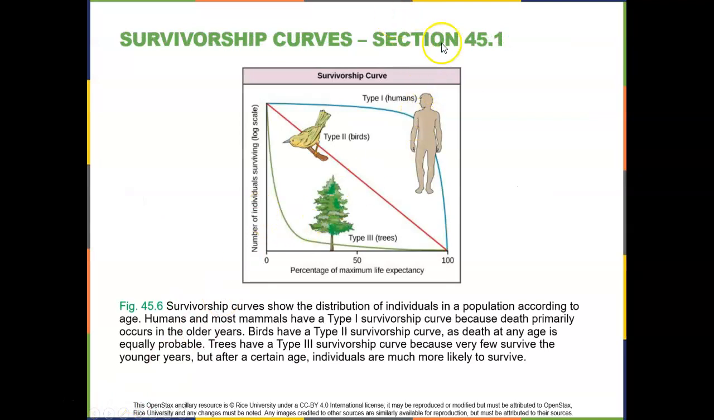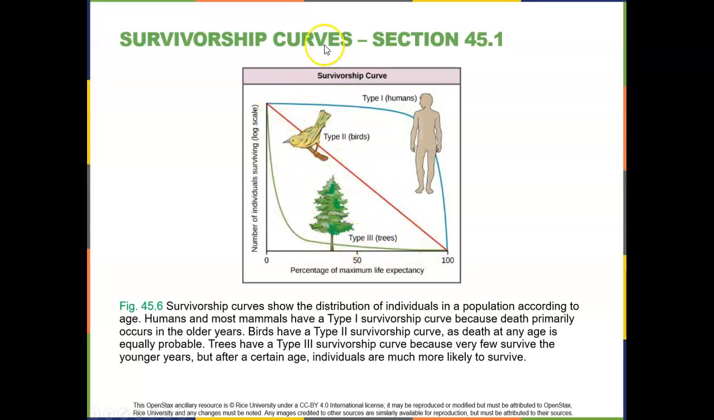The other bit of section 45.1 is right at the end of this section, where we take a look at something called survivorship. And this is looking at a particular species and where do you see losses in the population? Are they at young ages? Are they at old ages? Or are they across the lifespan?